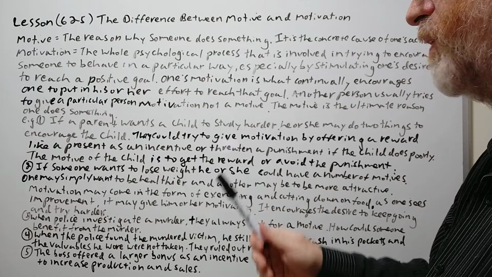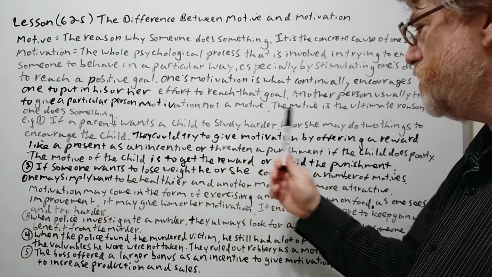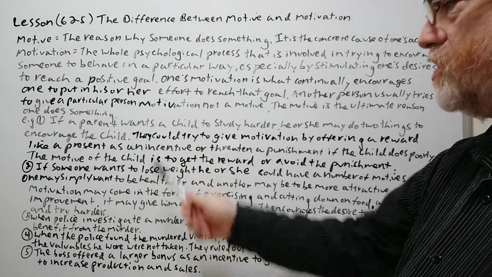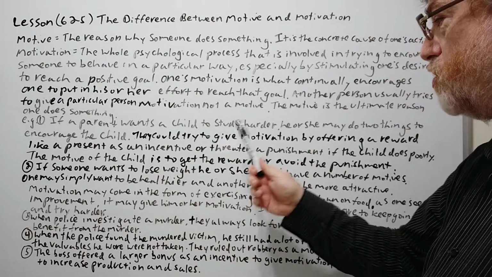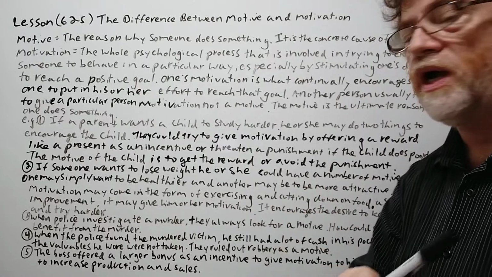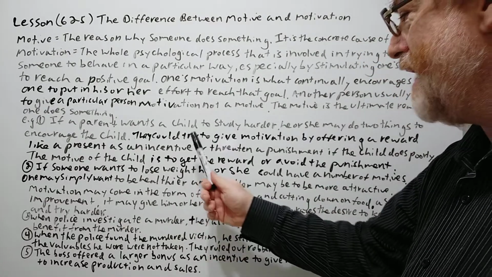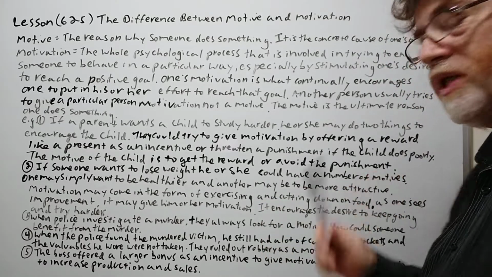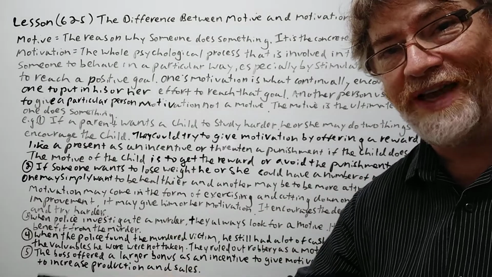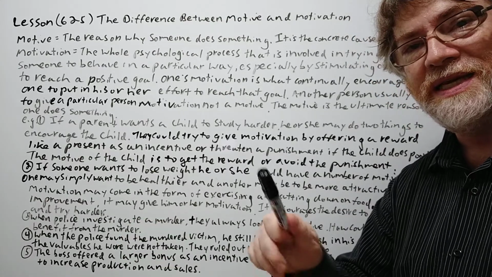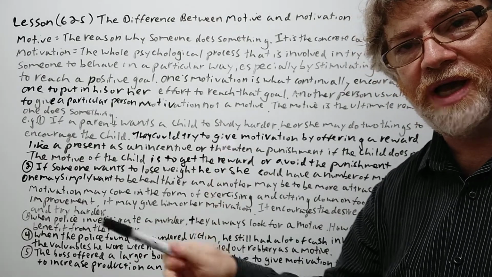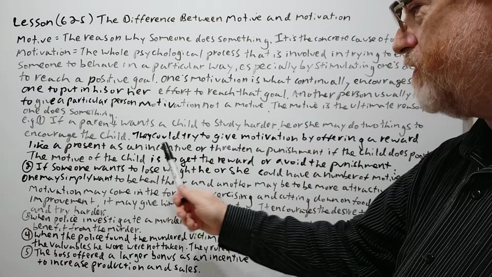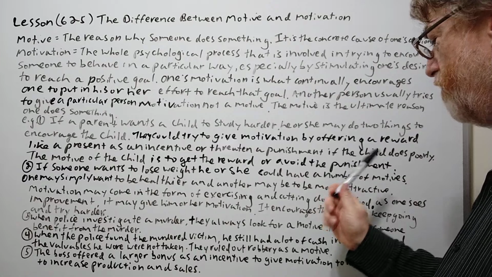Here's the first one here. Okay, if a parent wants a child to study harder, he or she may do two things to encourage the child. They could try to give motivation by offering a reward, like a present, as an incentive, or threaten a punishment if the child does poorly. Both of them could be giving motivation to the child. Both of them could be stimulating the child's desire to want to do better. So the motive of the child is to get the reward or avoid the punishment.